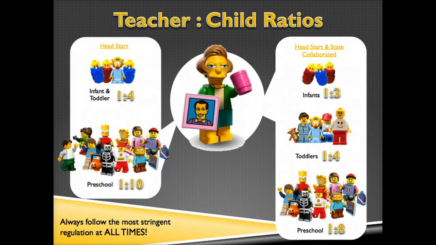Teacher and child ratios are very important. For Head Start, infant and toddler is 1 staff member to 4 children. In preschool, it's 1 staff member to 10 children. For Head Start and state collaborated sites or family child care homes, infants are 1 provider or staff to 3 children, toddlers 1 staff or provider to 4 children, or preschool 1 staff or provider to 8 children. Always follow the most stringent regulations at all times.